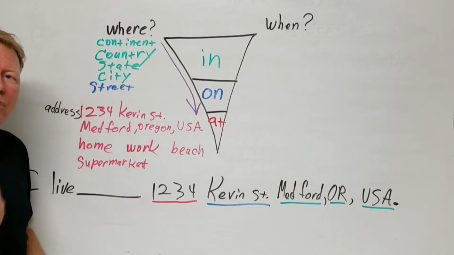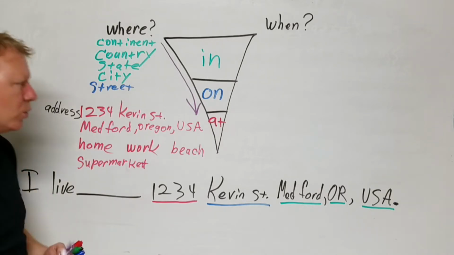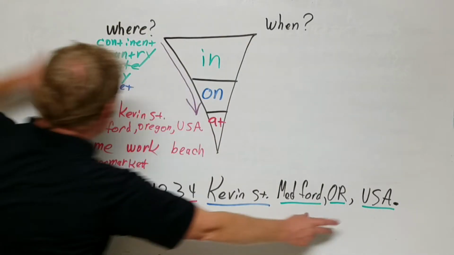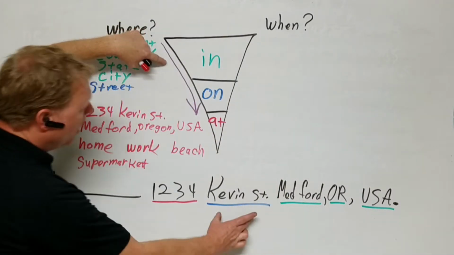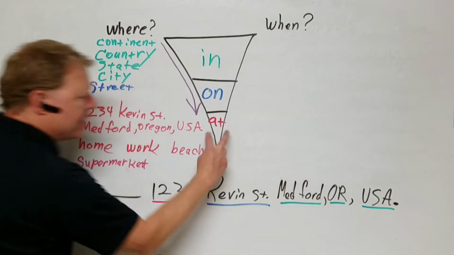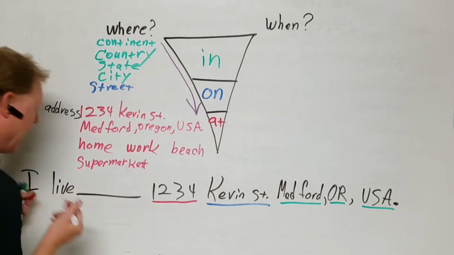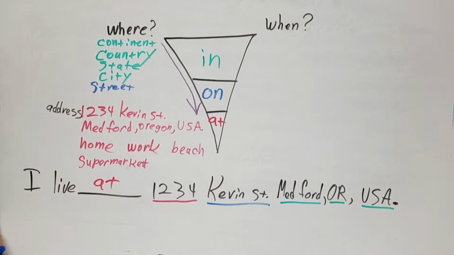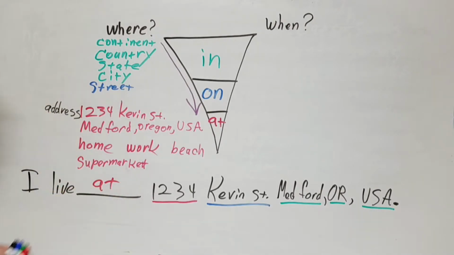So let's practice so that we can understand this rule, okay? So I have in, right? I have on, and I have at. So if I'm using all of these, then at is the smallest, so I live at 1, 2, 3, 4 Kevin Street, Medford, Oregon, USA. Okay, because it's a very specific place.